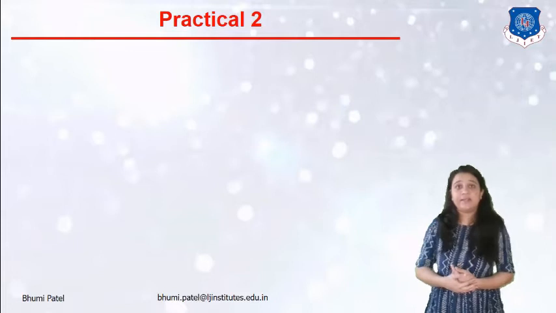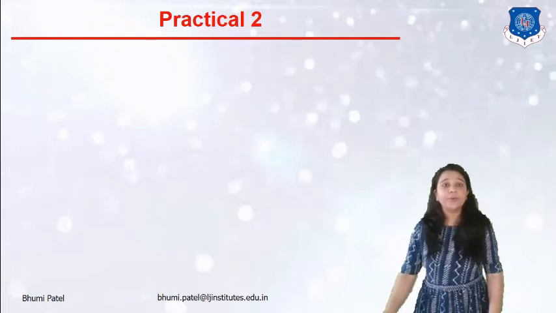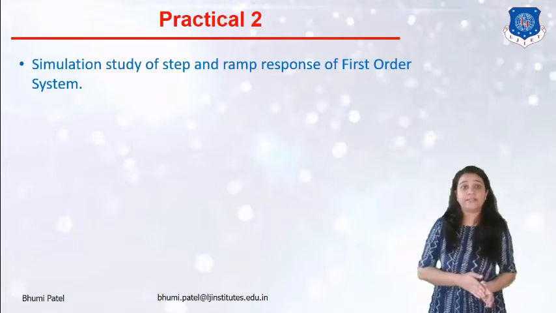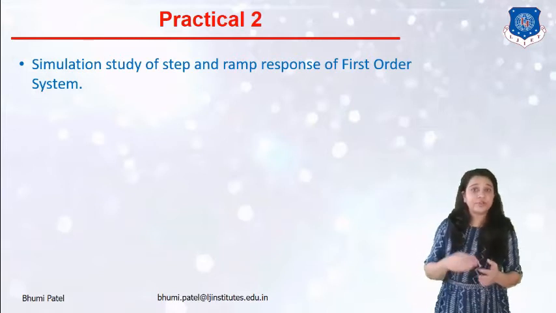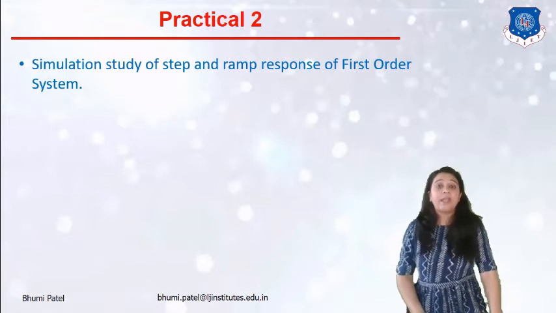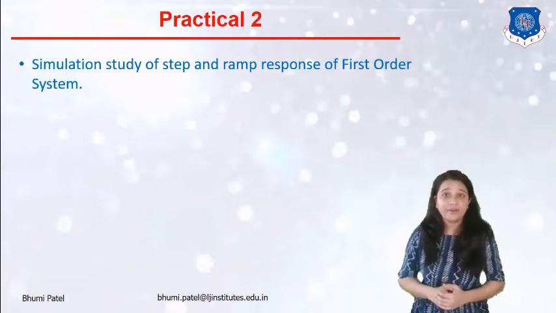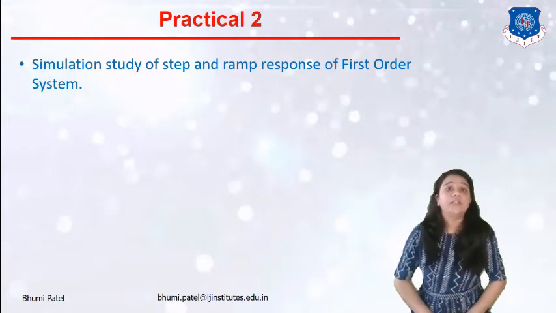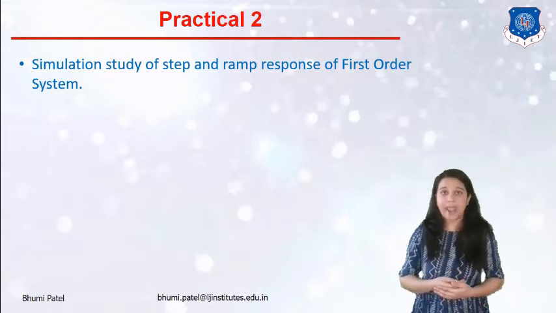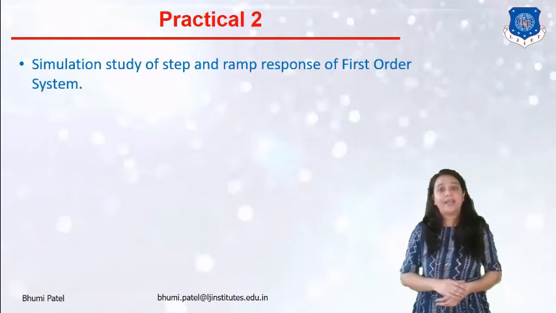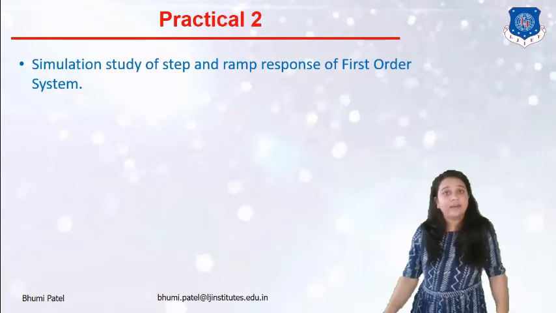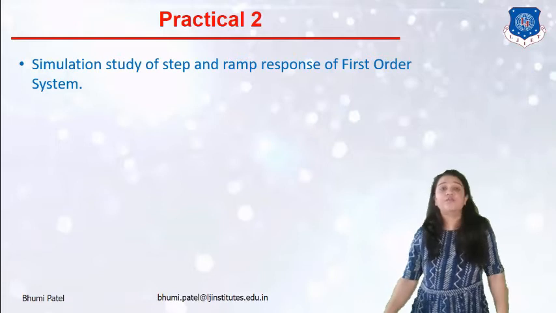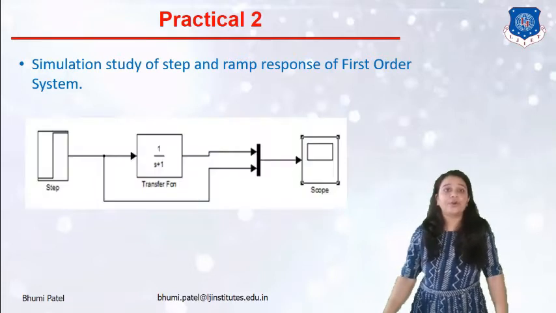Now the next practical is practical number 2. We have to simulate and study the step and ramp response of the first order system. As you know, we have four standard input signals in the control system, that is the step, ramp, parabolic and the impulse. So we have to simulate the step and ramp response for the particular first order system, and then we have to identify the output of the system.